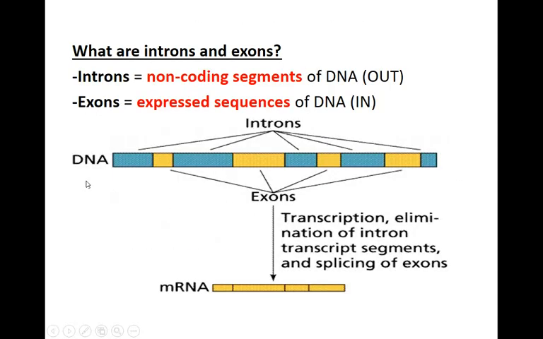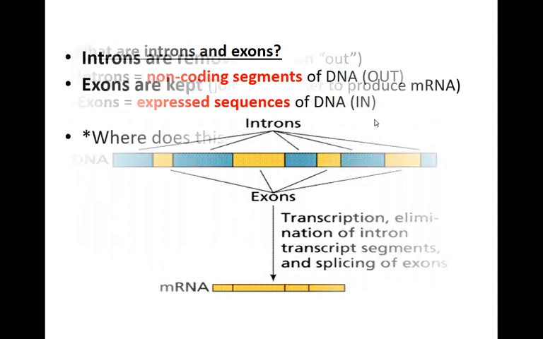So once again, introns are pretty much junk DNA. It's just a bunch of base pairs, a bunch of letters that really don't code for anything. Exons are the good stuff, the expressed sequences which contain our genes, and that's what we want to keep. So introns are going to be out. We're going to cut them out, and the exons we're going to leave in. Does that remind you of something? Introns out, exons in.